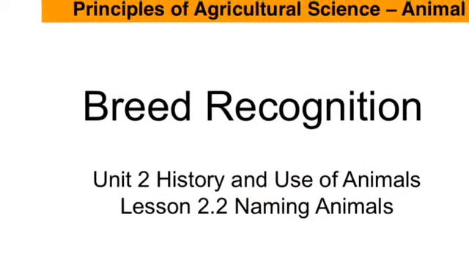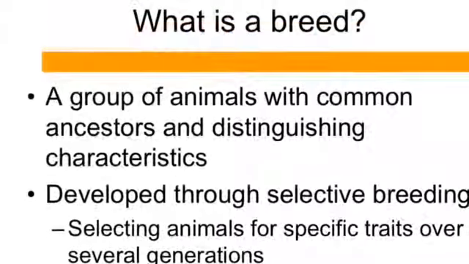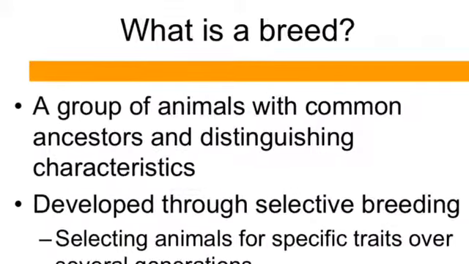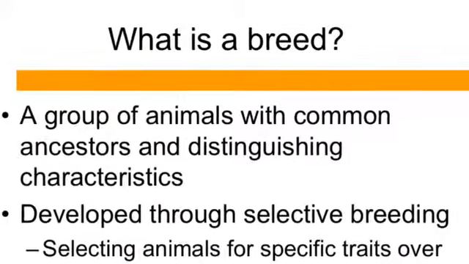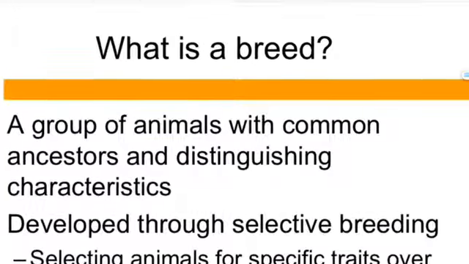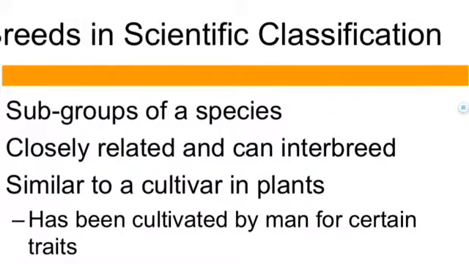So breed recognition involves looking at a certain breed and deciding what category it falls in. A breed is actually a group of animals with common ancestors, and they have distinguishing characteristics. They've been developed through selective breeding, and they pick for certain traits over time.